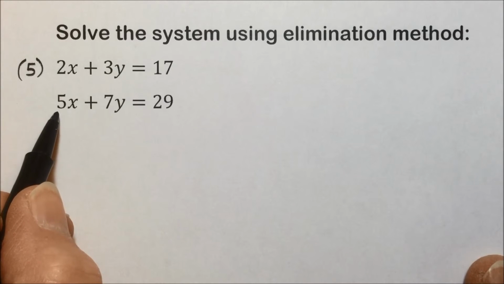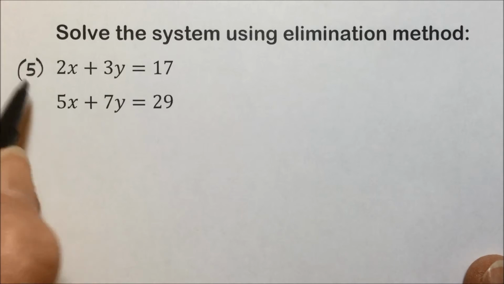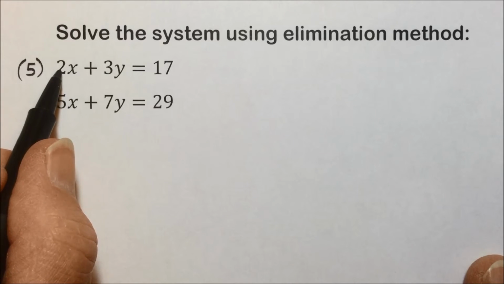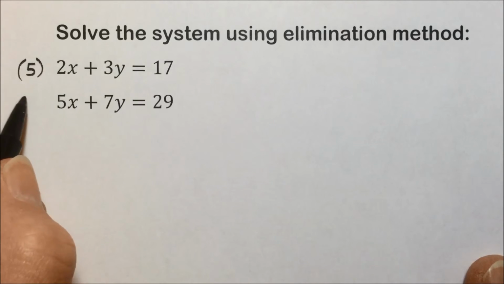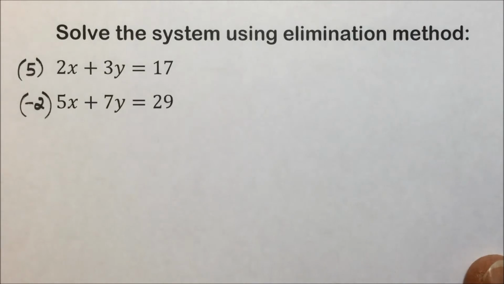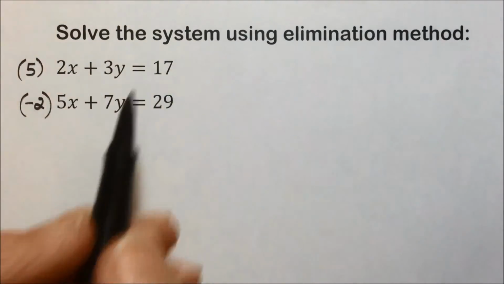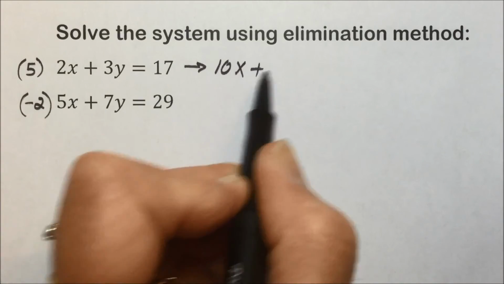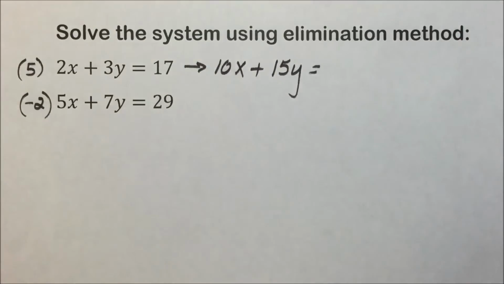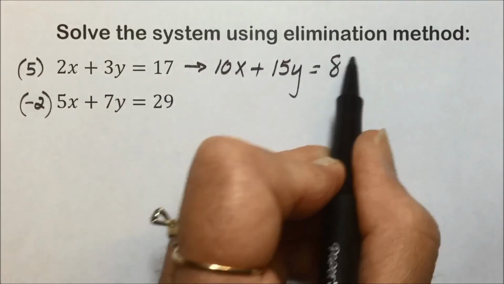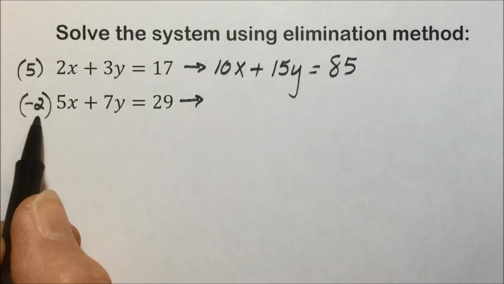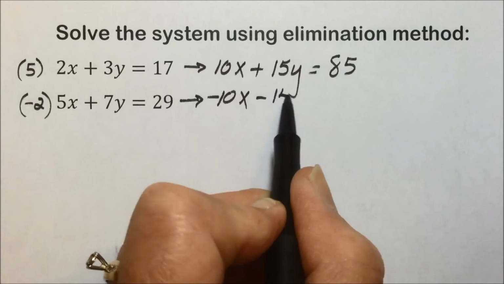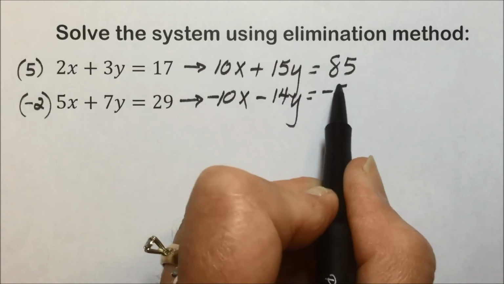And this needs to be multiplied by a 2, but I want it to be an opposite. I don't want it to be a positive 10 so that we would end up with 20x. We want these to cancel out. So to anticipate that, multiply by a negative 2 instead. The result is 5 times 2x is 10x. 5 times 3 is 15y. And 17 times 5 gives us an 85. Multiplying every term by -2 gives us a -10x, a -14y, and a -58.